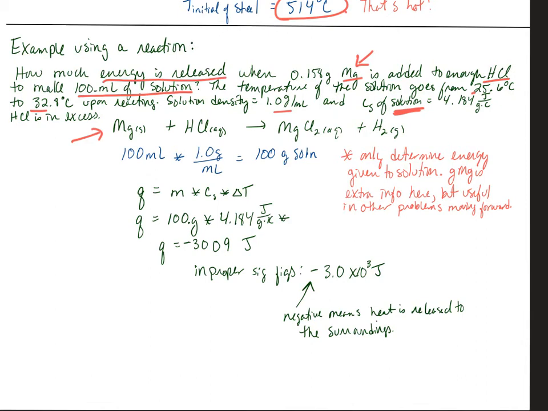We do need to know how many grams of solution we have. So we can convert that really easily with the density. So 100 milliliters should be 100 grams, which it is in this case.